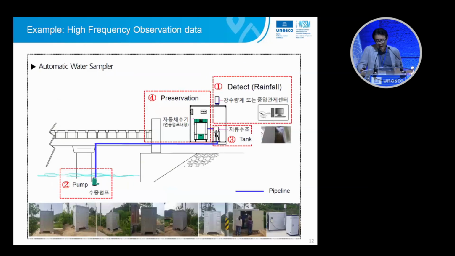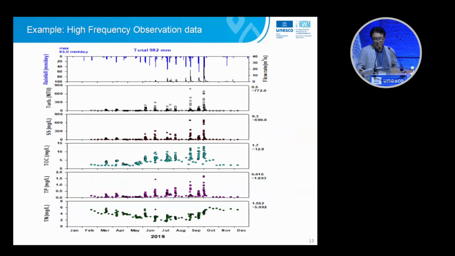In this respect, high frequency data is very helpful to improve the AI performance and predictive power. So this is an example of the auto sampler, in order to collect water samples every hour. Especially during a rainfall event, it is useful in detecting a high peak of nutrient concentration. This type of data helps a lot in improving water quality prediction using an AI-based model.